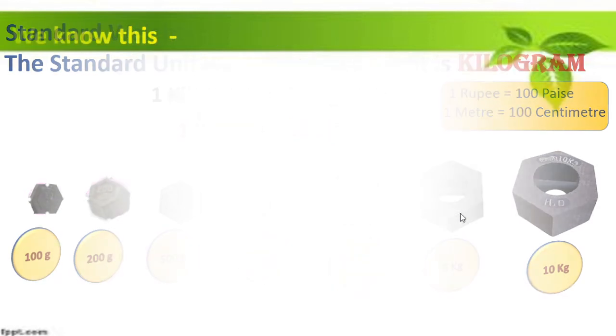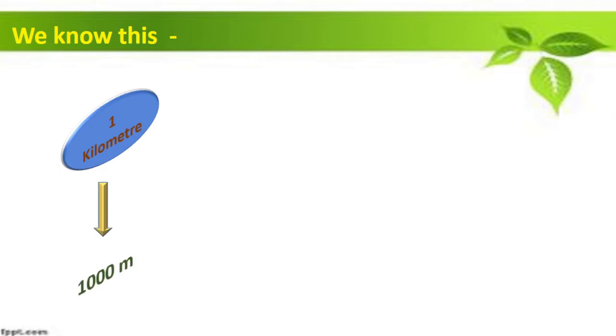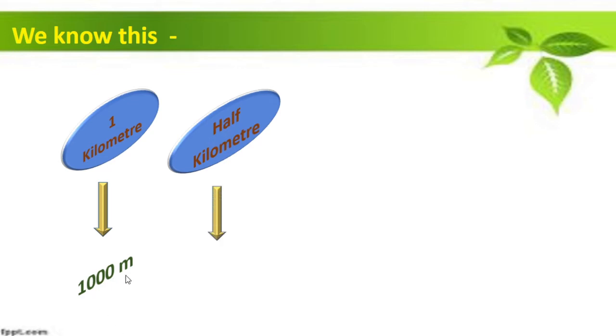Here, this we know that 1 kilometer is equal to how many meter? 1000 meter. We have already learnt about this in the first part. We will take a quick recap of this one so that it will become easy for us to learn about the mass. Okay? About the kilogram. Okay, what about this half kilometer? You know that half of 1000 is nothing but 500 meter.